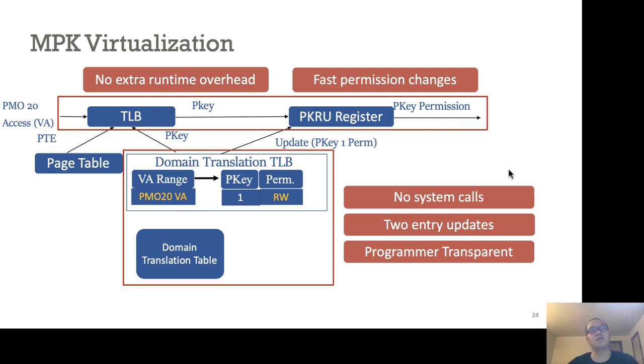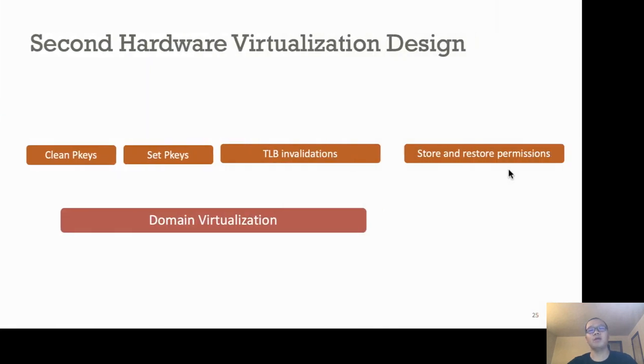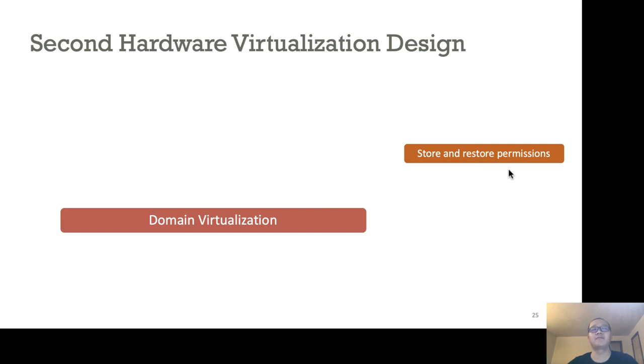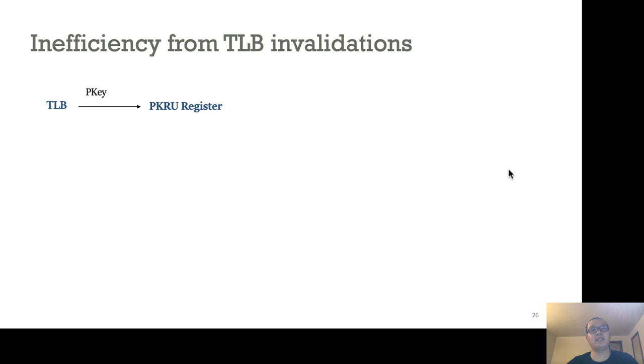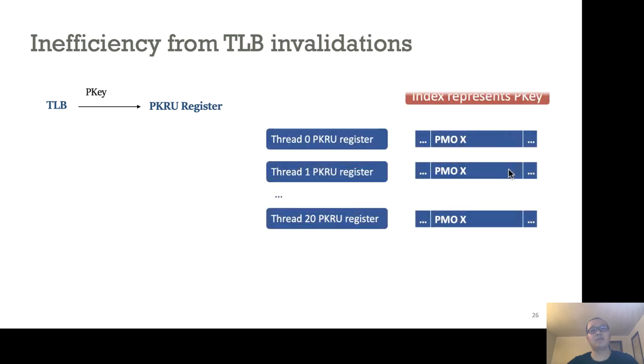That means the programmer doesn't need to manipulate the mapping and remapping from the domain to the PKs. Then I will introduce our second design called domain virtualization, which further removes the TLB invalidation for every remapping.